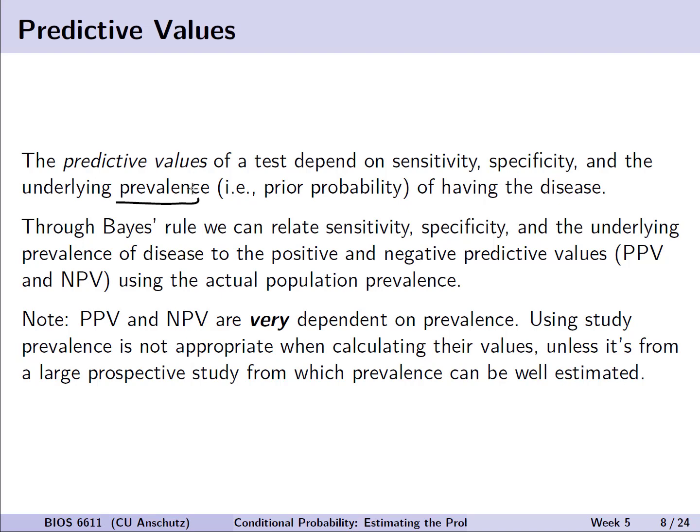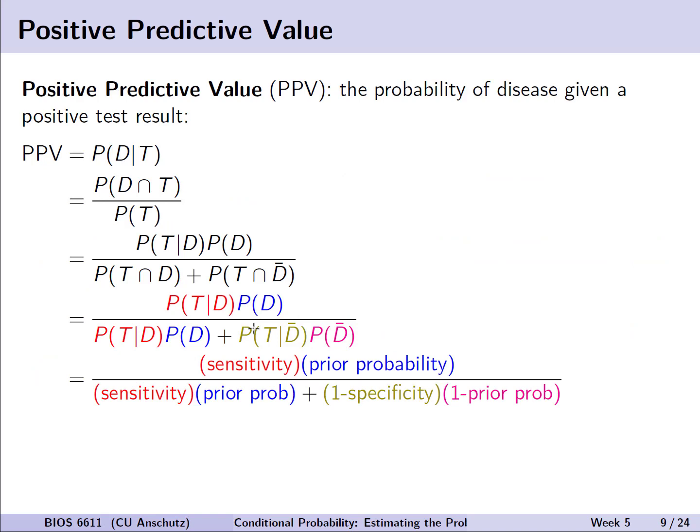One thing to note here, which is a departure from our previous summaries, is that PPV and NPV are very, very dependent on prevalence. Again, using study prevalence is not appropriate when calculating the values for PPV and NPV unless it's from a large prospective study where we believe we can estimate prevalence from the sample. So let's start by defining positive predictive value on this slide before walking through an example on the next.